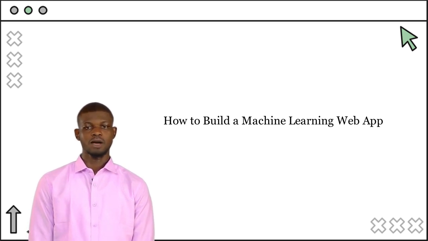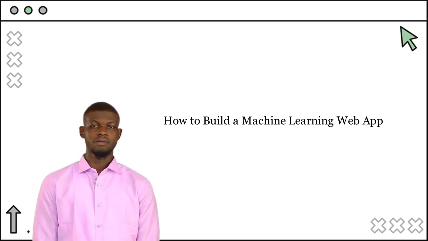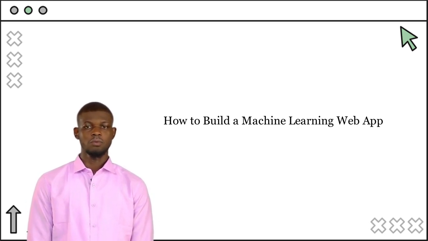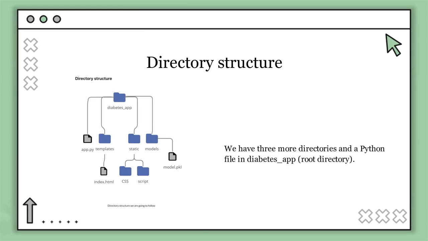I wanted to build a diabetes prediction web app, and so I used this dataset in the description below to do it. You can use any dataset you like, as the process will stay the same. Before getting started, let's understand the directory structure we are going to follow. This will be helpful in keeping our files organized and making the deployment easy. I have named my root directory diabetes_app, but you can name yours whatever you want.